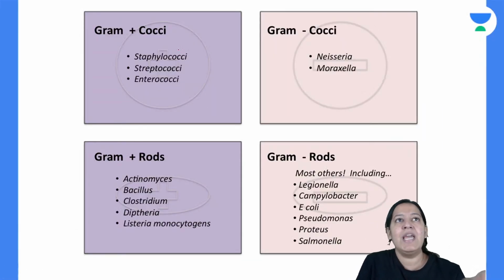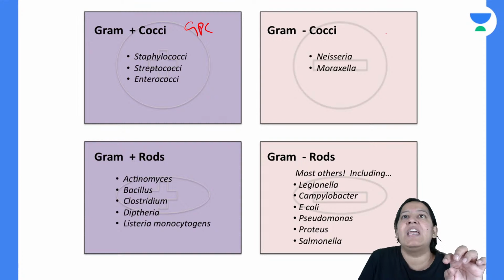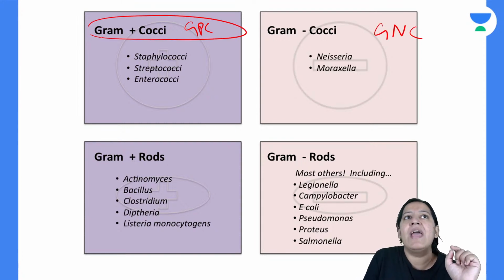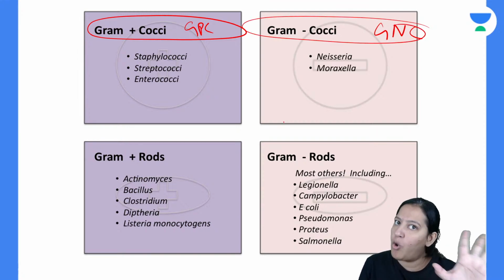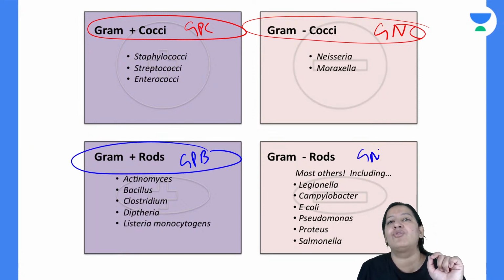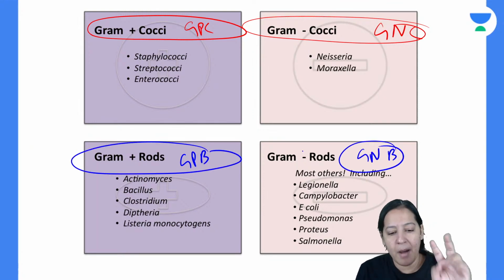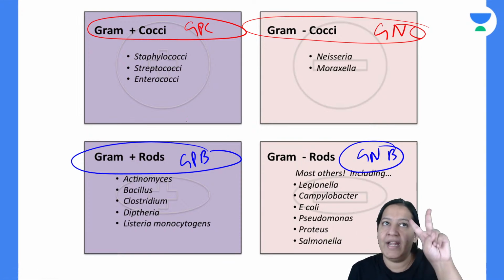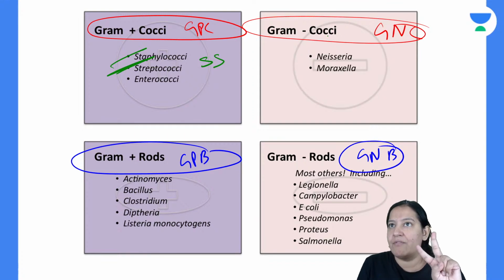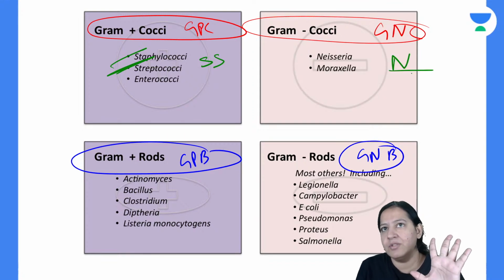So here you can see it is GPC, it is GNC, gram positive cocci, gram negative cocci. So these are the cocci. Now coming on to bacilli, gram positive bacilli or gram negative, you have to learn. Gram positive cocci are only two: Staphylococcus, Streptococcus, SS. Gram negative cocci, only one important: Neisseria.